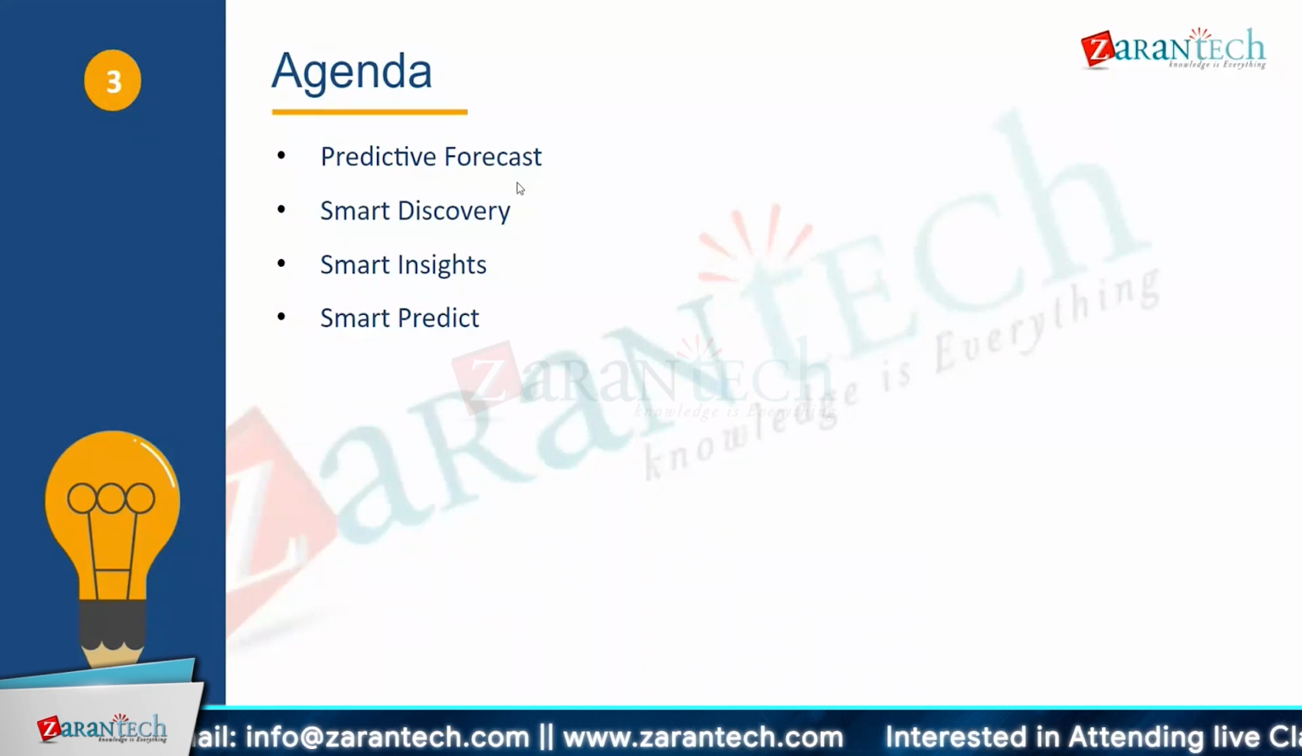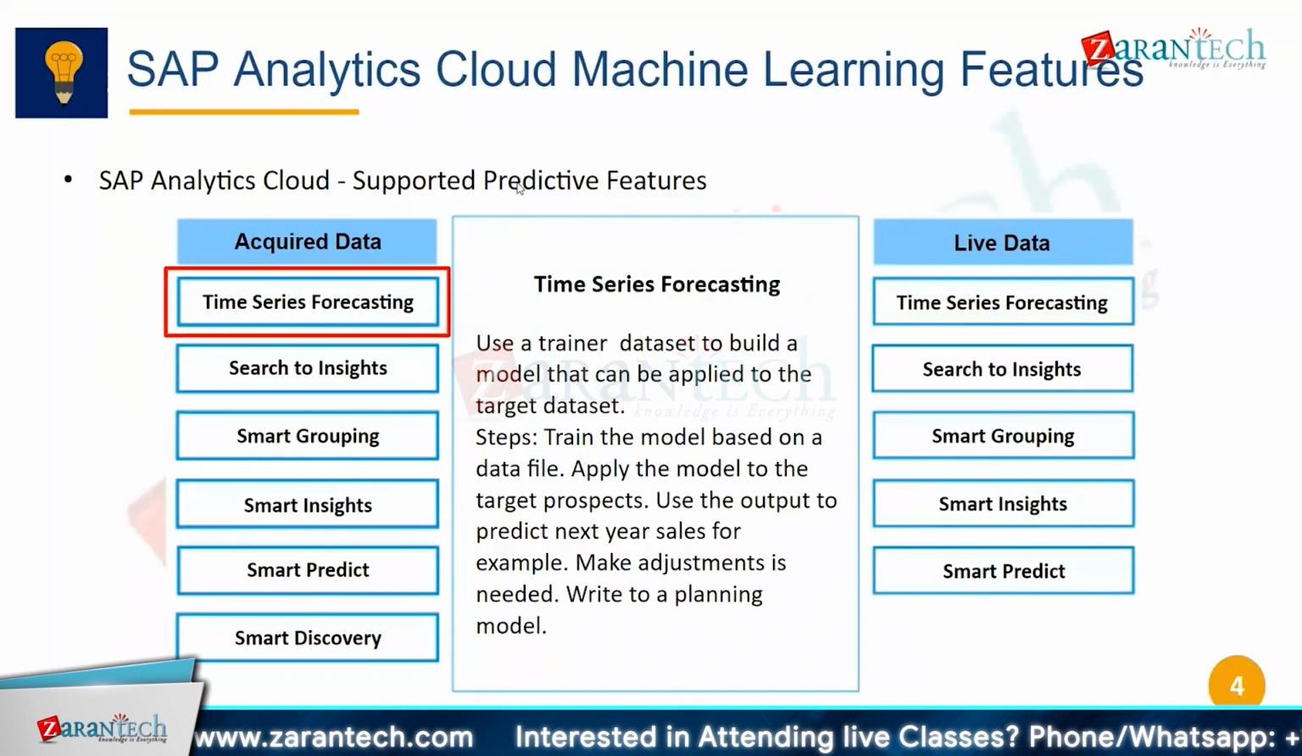We will just revise the predictive forecast. Then there is something called Smart Discovery, Smart Insights, and also Smart Predict. So within SAC, these are the different machine learning features that are available as augmented analytics. You would have seen time series forecast, search to insight, smart grouping, Smart Insights, Smart Predict, Smart Discovery. This is with respect to acquired data. With respect to live data, these are the options available.